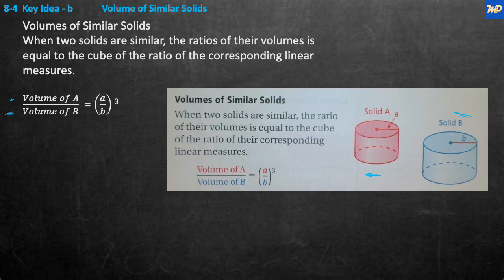In this case, it's the radius A over the radius B, A divided by B, cubed. The important thing is that it's cubed, because we're in volume. Volume is cubed, surface area is squared. Linear measurements are not; they're just unit measurements. So there we are. We're going to probably try it in the next slide.